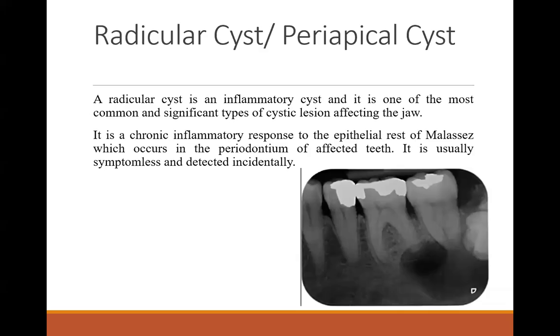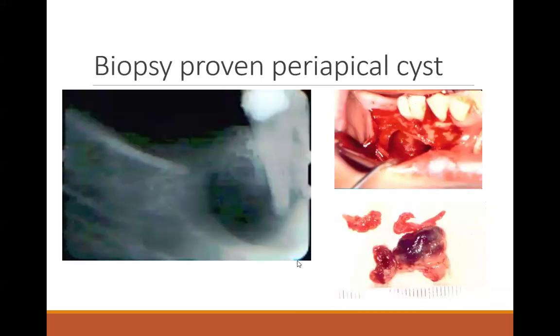A radicular cyst is an inflammatory cyst, and it's one of the most common and significant types of cystic lesion affecting the jaw. It's a chronic inflammatory response to the epithelial rests of Malassez, which occur in the periodontium of an infected tooth, and it's usually symptomless and detected incidentally by a radiograph. So the person usually isn't complaining about it, they just find it. Here's a biopsy of a cyst, and there's just some soft tissue inside.